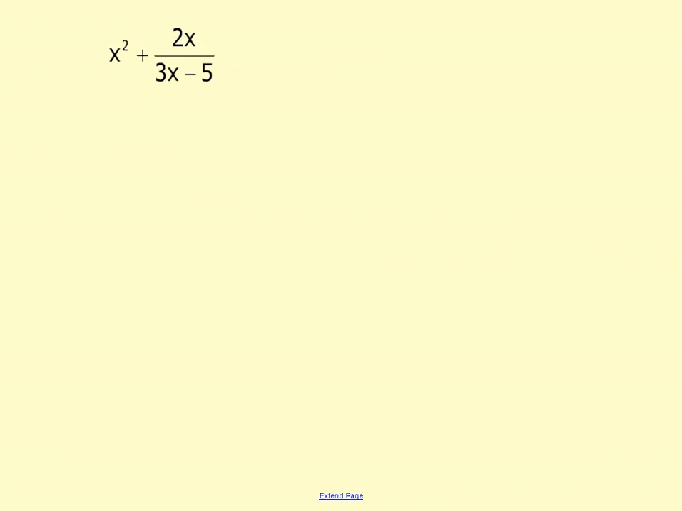Here's an example where I don't have a denominator here, so this is really just over 1. So my common denominator is going to be 3x minus 5. This one doesn't have that, so I still need to multiply top and bottom by 3x minus 5. And then I need to distribute the x squared to each of these two terms. So my common denominator is going to be over 3x minus 5.